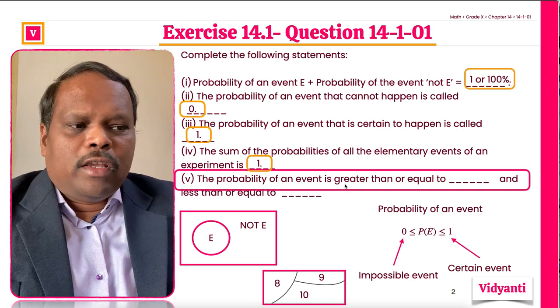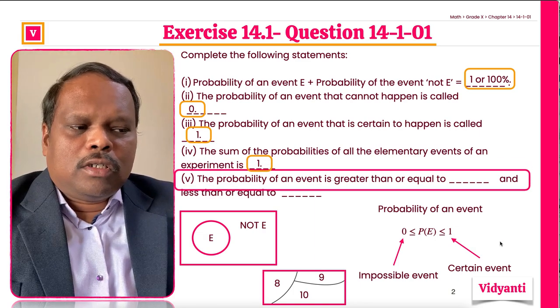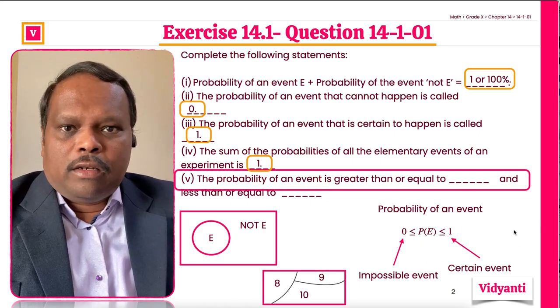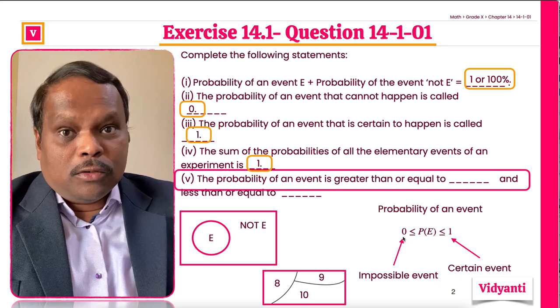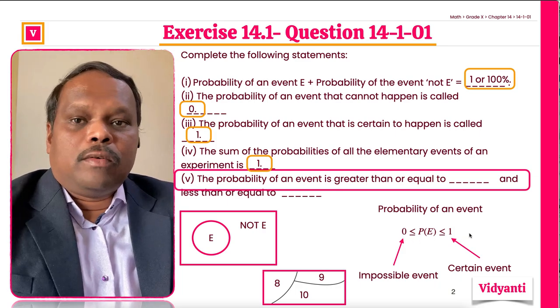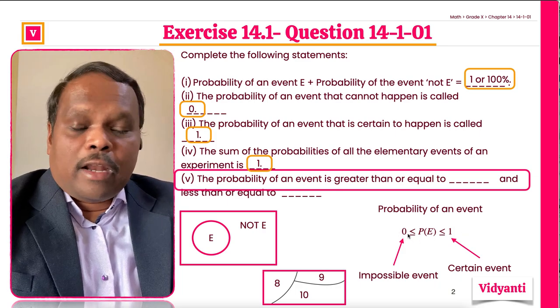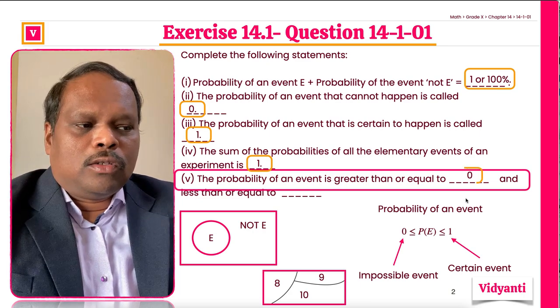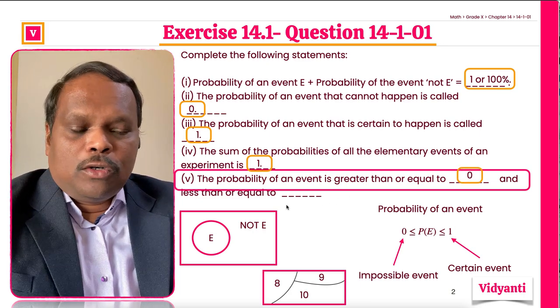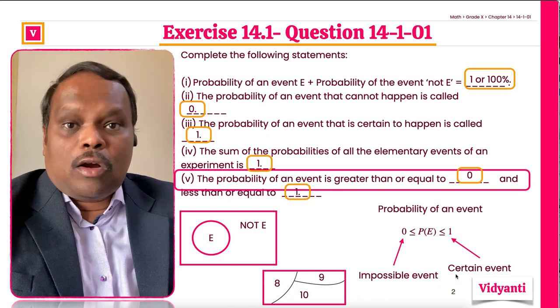The probability of an event greater than or equal to, this is again explained with the help of this. Probability of an event will always be greater than or equal to 0, but at the same time, it will be less than or equal to 1. So here we have 0 and 1, and the extreme values are also included.